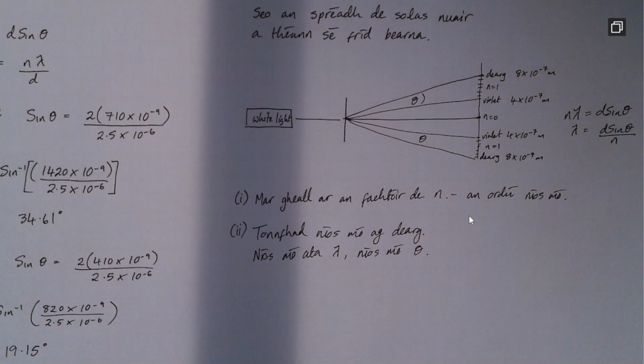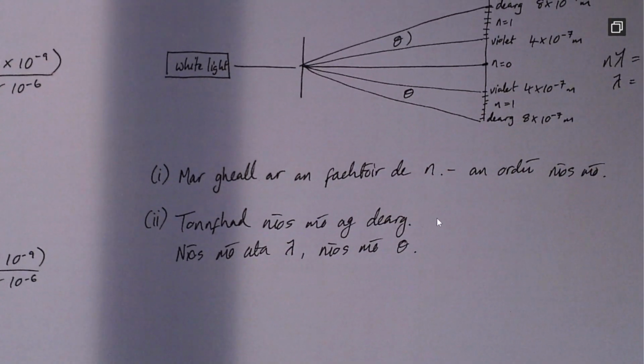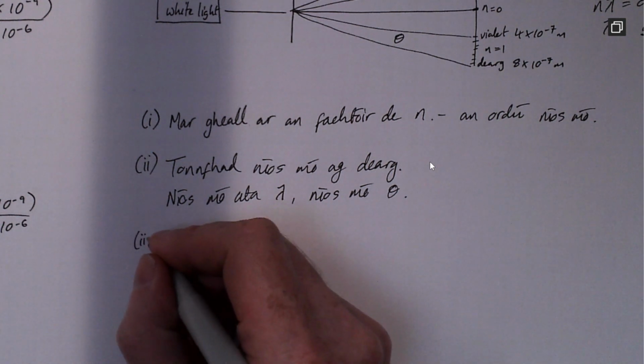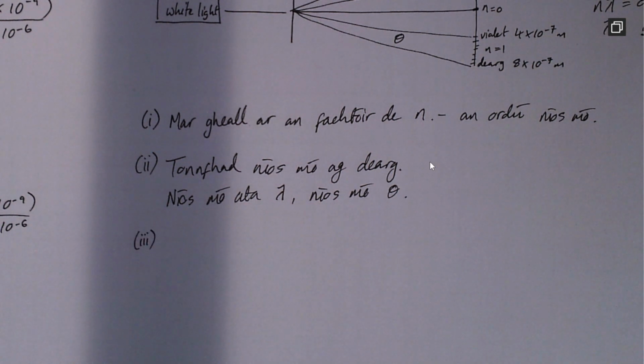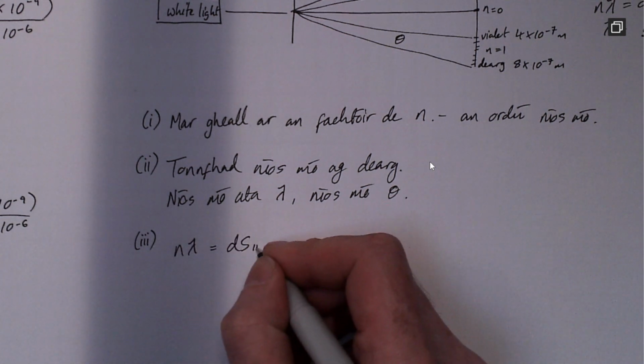Now, just check that one. Next, part three: what is the maximum wavelength that can be obtained when a given grating is used in A, the first order, or B, the second order? So we start with n lambda equals d sin theta.